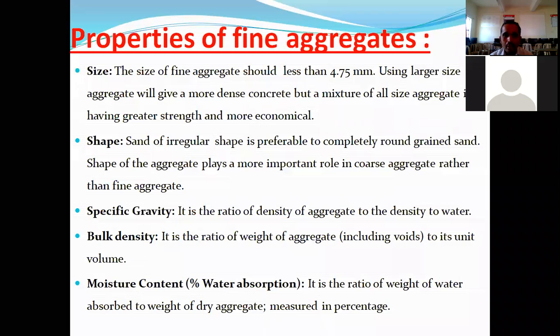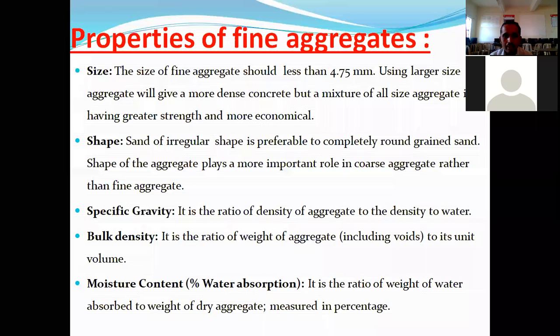Shape. Sand of irregular shape is preferable to completely round granular shape of the aggregate, because the irregular aggregate has greater bonding strength. So rather than rounded shape aggregate, we can use the irregular shape aggregate for the construction work.